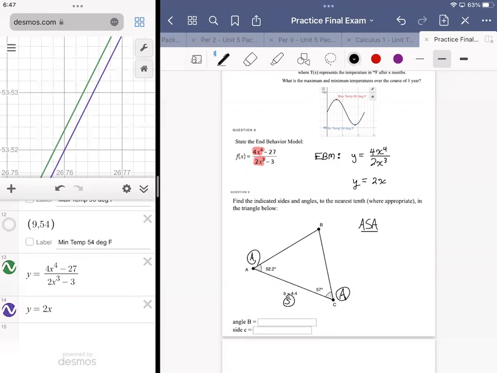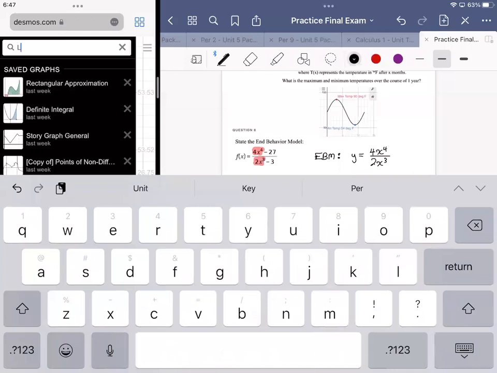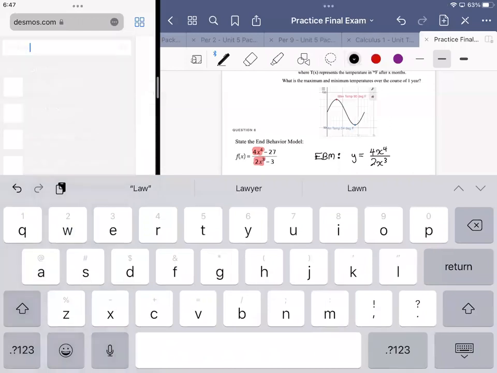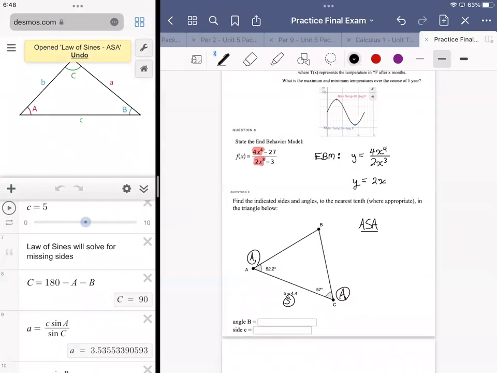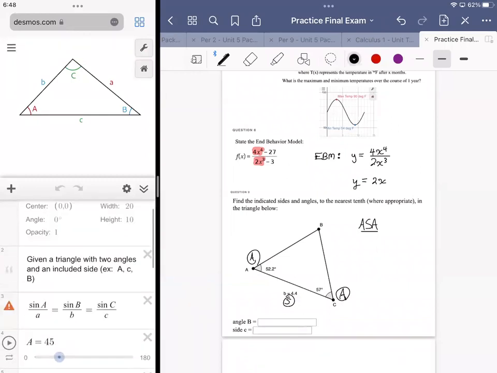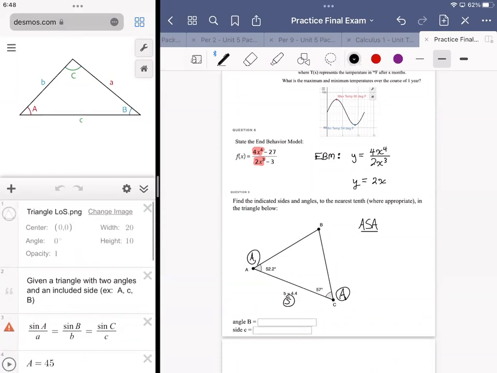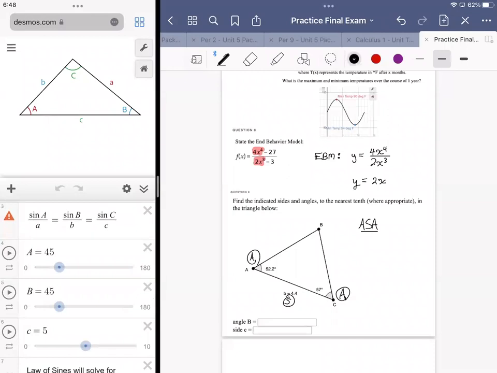All right. So I'll bring it up here. Law of sines ASA. All right. The Desmos calculator is your work. You don't need to really do anything more than that. So I got a little picture here. It's all kind of set up and ready to rock. It's a little out of whack from the diagram that's on paper, though. So you just got to be careful about that.